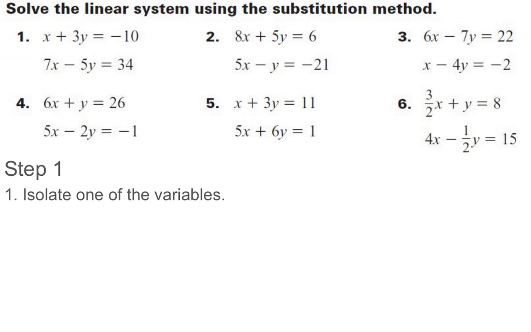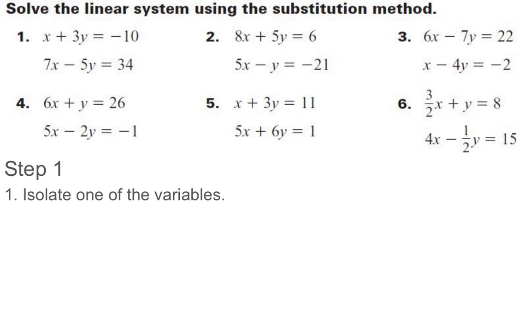What is it in problem 2? Well, none of them really look that enticing, but since the coefficient of y in the second equation is negative 1, that's probably going to be the easiest. If I try to isolate, say, y in the first equation, then at some point I'm going to have to divide every term by 5, and that's going to give me some fractions like 6/5 and 8/5, and I don't want to have to deal with those, so I would rather just isolate the y in the second equation.